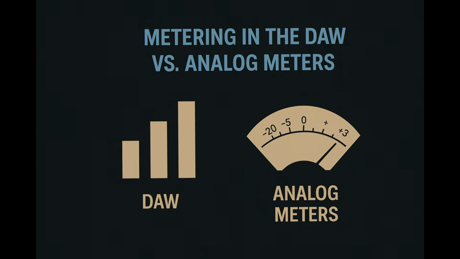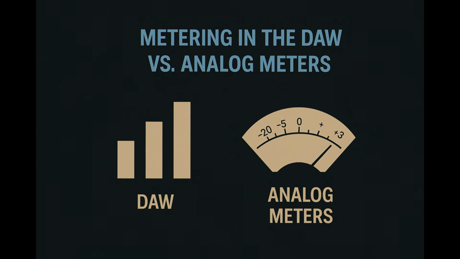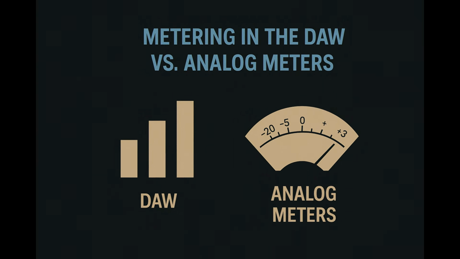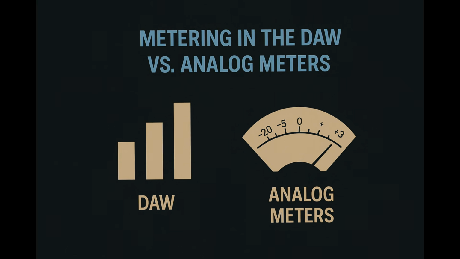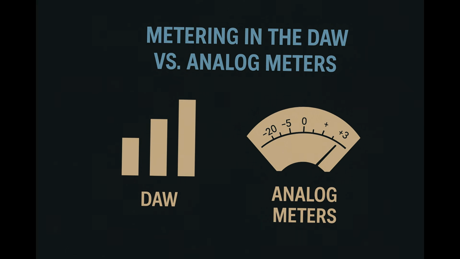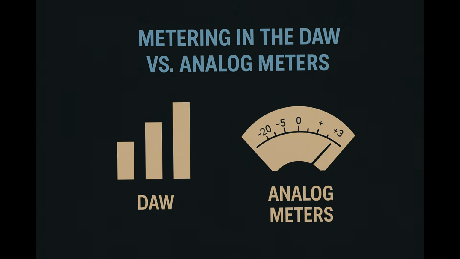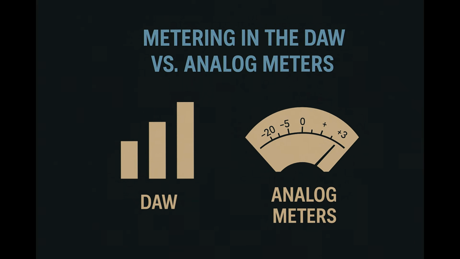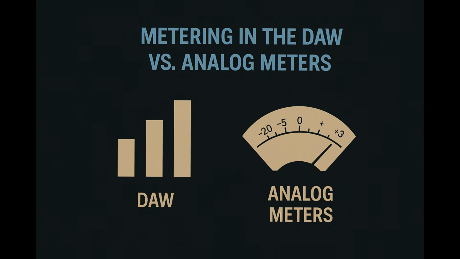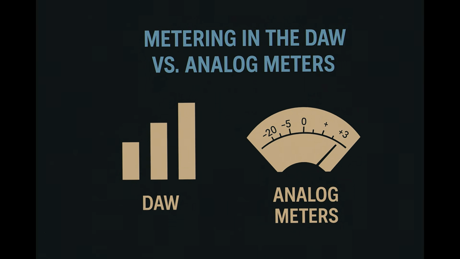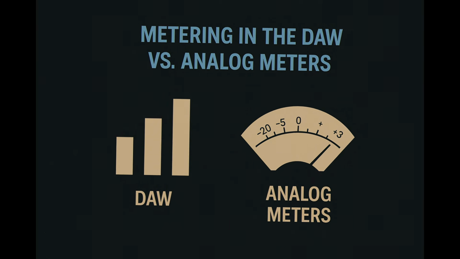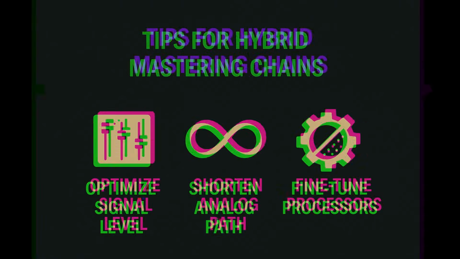Metering in the DAW versus analog meters. Analog VU meters show average loudness, reacting slowly. Digital meters show peak levels, reacting instantly. It is crucial to understand both to manage gain properly in hybrid setups.